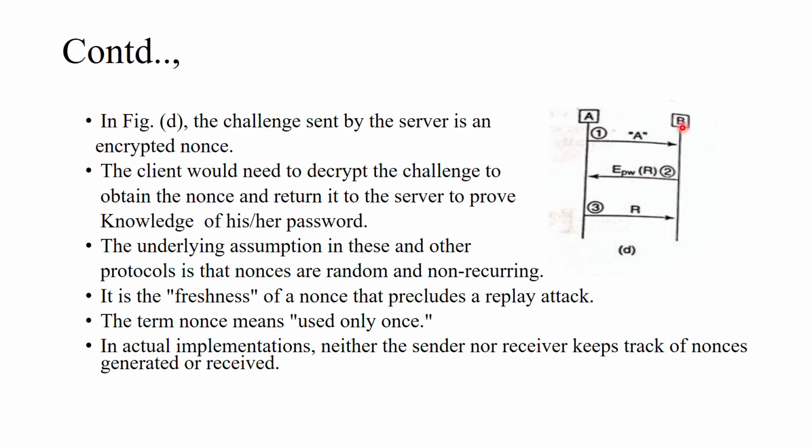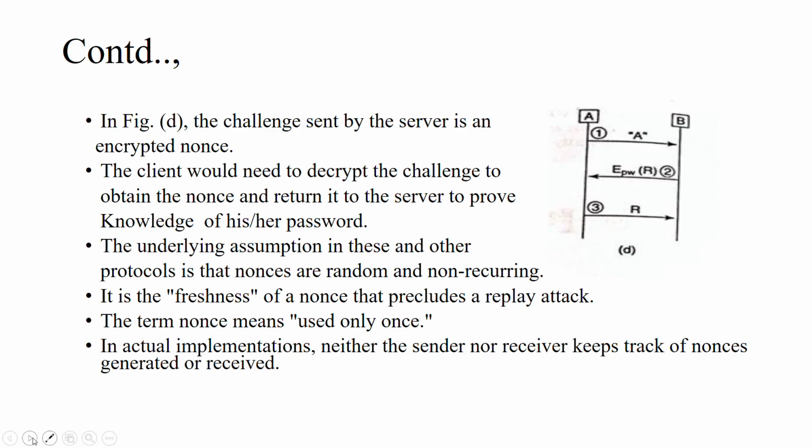Now B wants to prove that A is genuine. So for that, it sends the challenge-response protocol, encrypted using the password PW. This PW is a password known by whom? Only A and B. So only A can decrypt it and send that nonce back to B. Then B will know that yes, I am getting the response from A only.